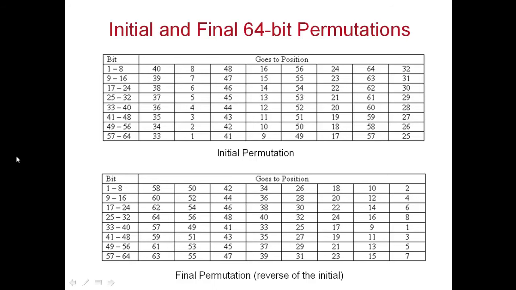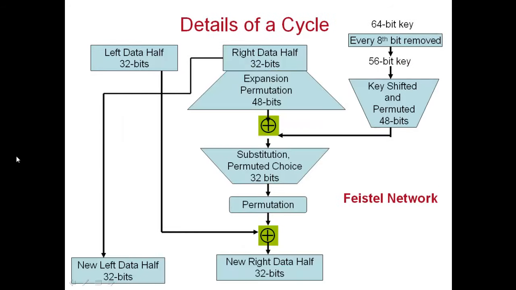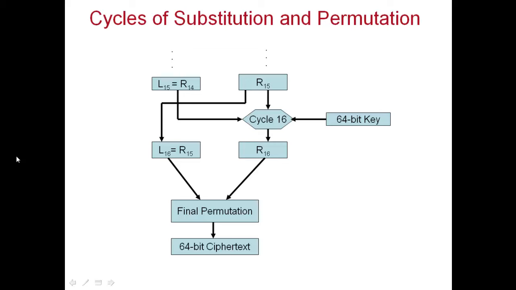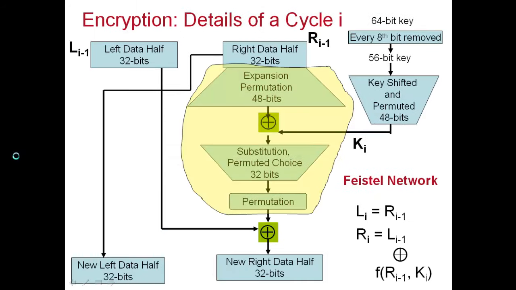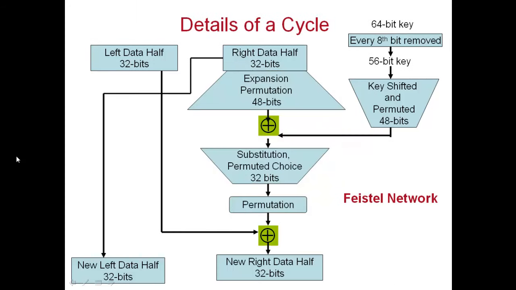Okay, so that's how the bits are moved around, and after the final permutation, what we get out is a 64-bit ciphertext. So as far as DES is concerned, we have a 64-bit plain text and a 64-bit key. So it's a plain text block, so block cipher, and what we get out is a 64-bit ciphertext block. So now what happens inside each cycle as far as encryption is concerned, that's what we're going to see now.